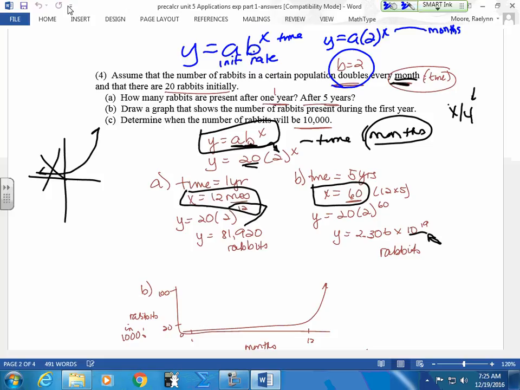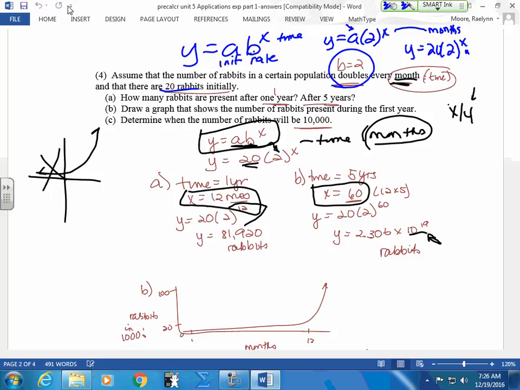Okay. Here's my initial. We started with 20 rabbits. That's my initial. We have to have a starting point. So now I can build my 20 in there. 20 times 2 to the X. And if we're going to just plug in, the time is the variable. 1 year, since we're looking at months, how many months is 1 year? 12, so we would plug in the 12 for this. If 5 years, how many months is 5 years? 5 times 12, 60 months, we would plug in a 60.